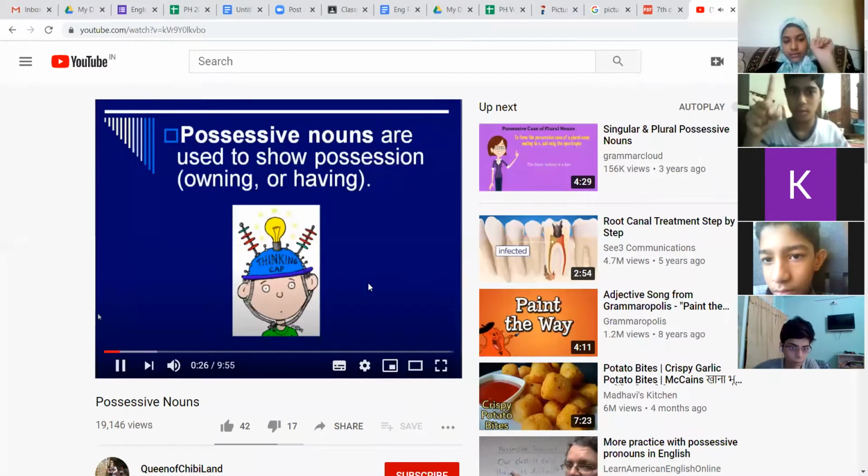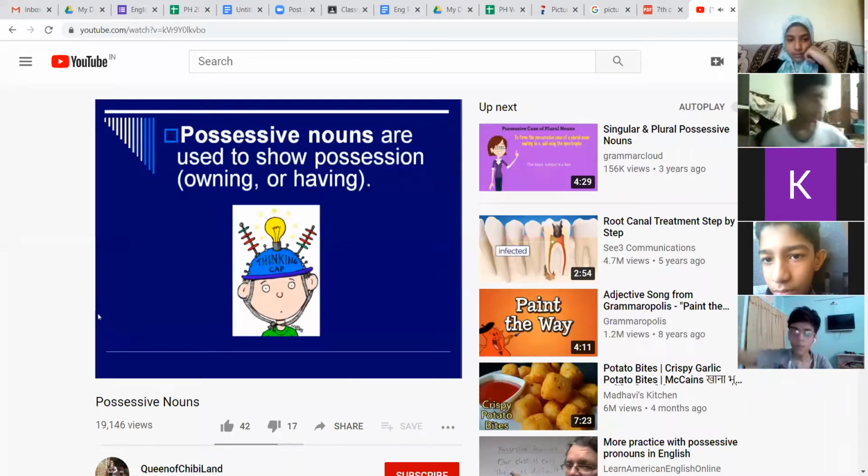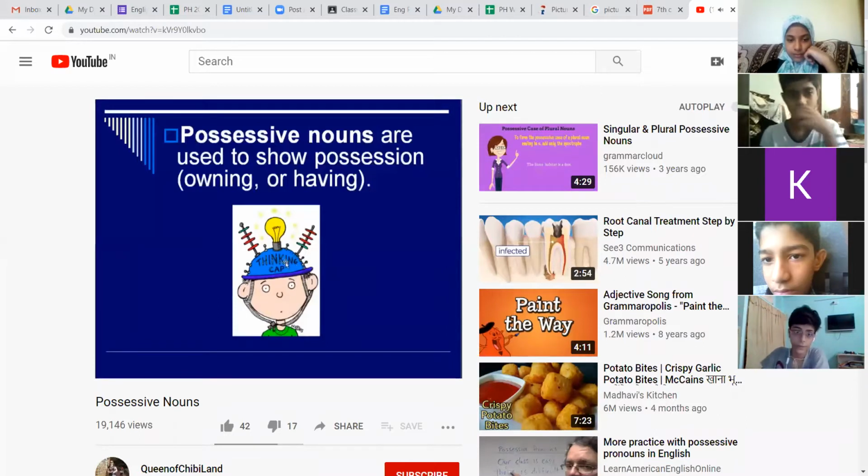First of all, what is a possessive noun? Well, possessive nouns are used to show possession. Possession's a big word. It means that you own or that you have something. For example, this boy owns this thinking cap. We would say that this is the boy's thinking cap. If you think of something that you might own, then that means that it is your possession. For example, a water bottle that you have on your desk is your water bottle. It is your possession.